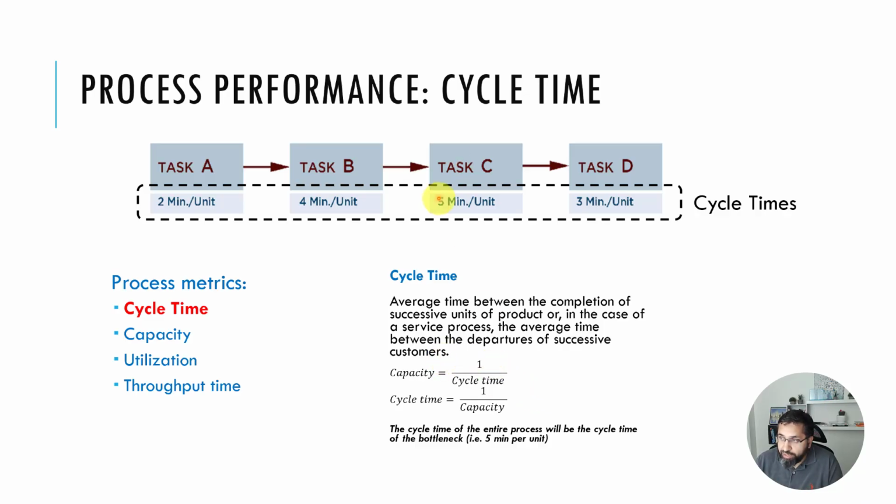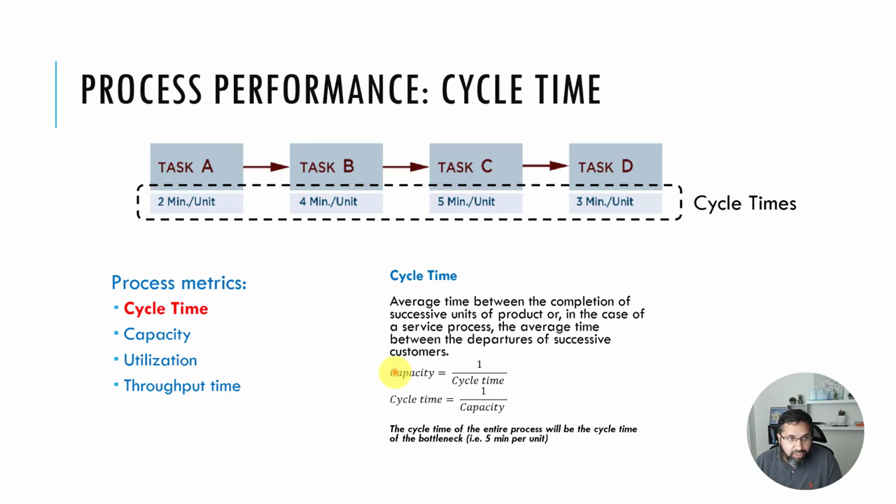So let's say the cycle time is 5 minutes, then the capacity will be 1 over 5 units per minute, which means 0.2 units are produced every minute. That's the capacity. Now, usually we don't like to talk about capacity per minute because we like to make sense of things per day, per hour, per week. So then you have to multiply by whatever constant you need to convert capacity from units per minute to units per hour.